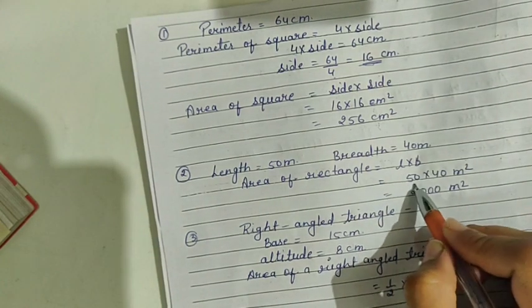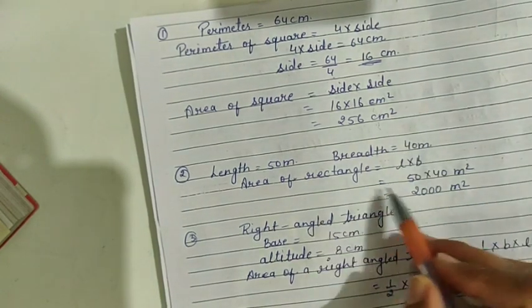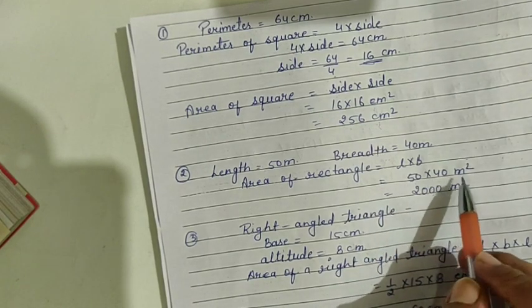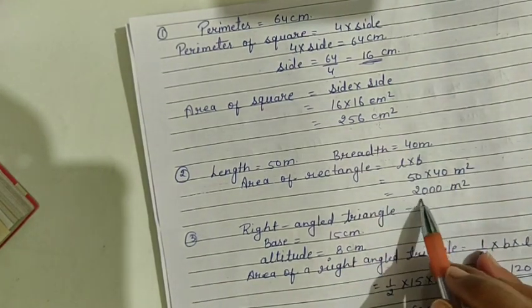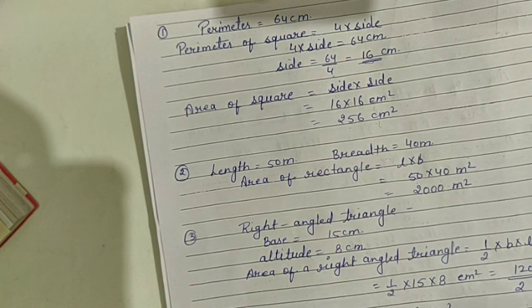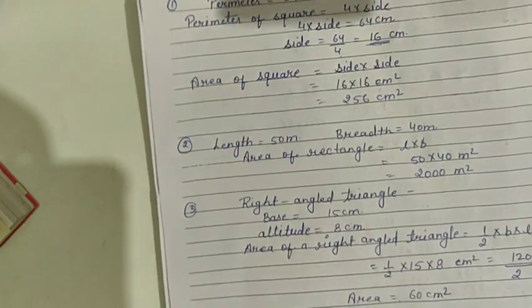So length is 50 meter and breadth is 40 meter. So area of this rectangular field is equal to 50 into 40 meter square, and that is equal to 2000 meter square. So area of this rectangular field is equal to 2000 meter square.